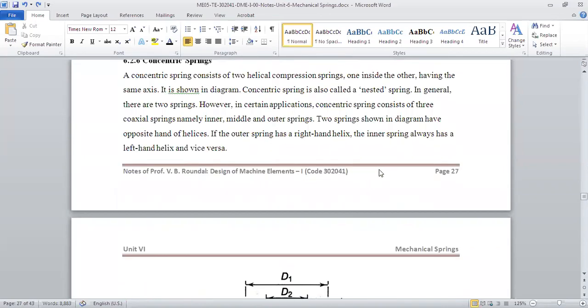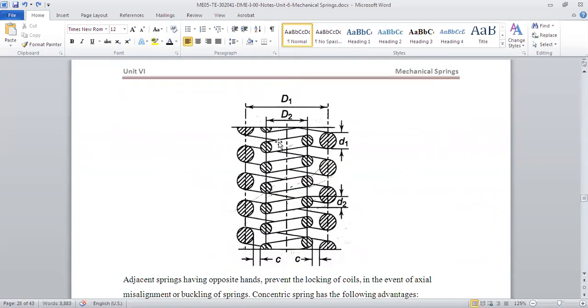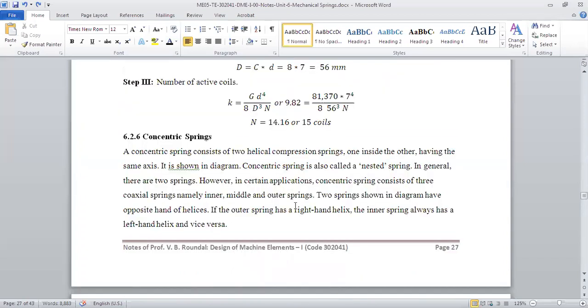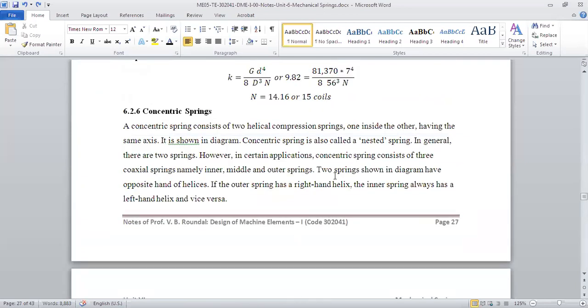I will start with the concentric. Now, concentric springs are basically springs in series, actually. If you see, a small spring will be inserted inside the other large spring, and the centers of both springs will match. That's why they are called concentric springs, right? So these are helical compression springs, obviously, and they will have centers matching each other. And most importantly, they will have a different kind of helix, like the helix will be opposite to each other.